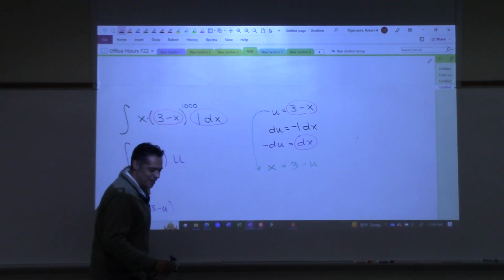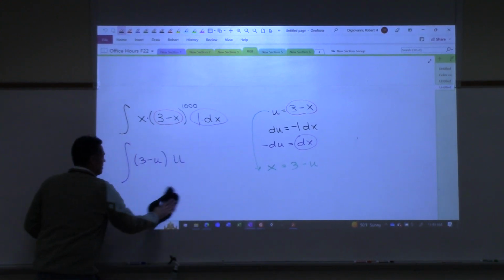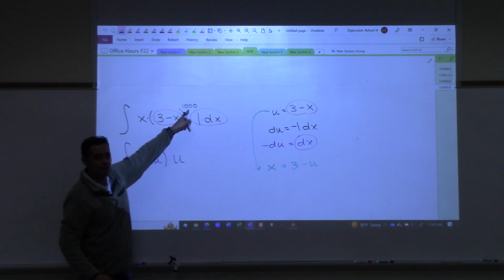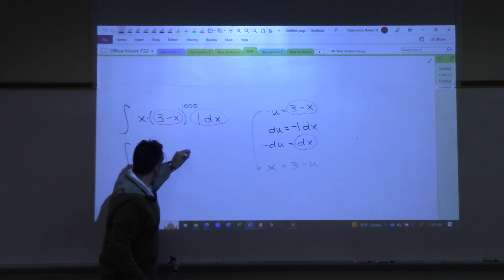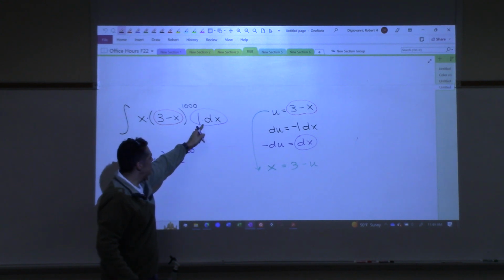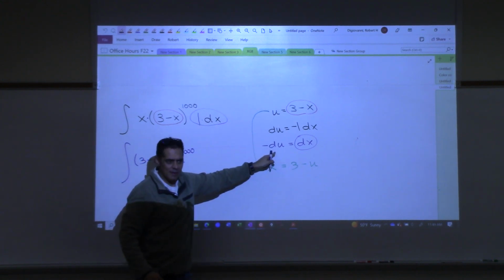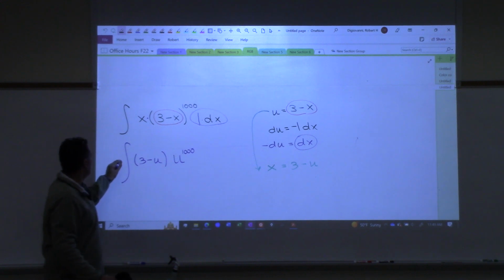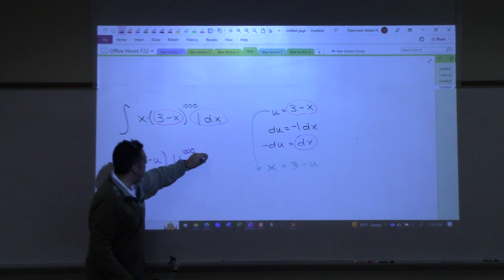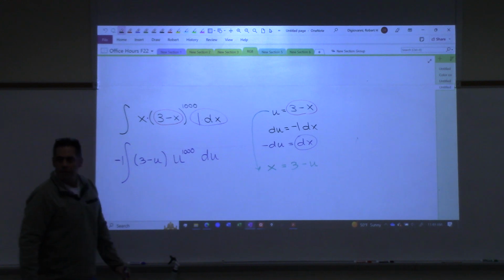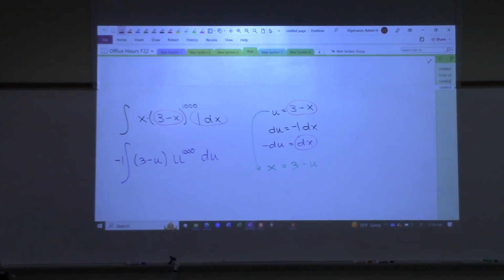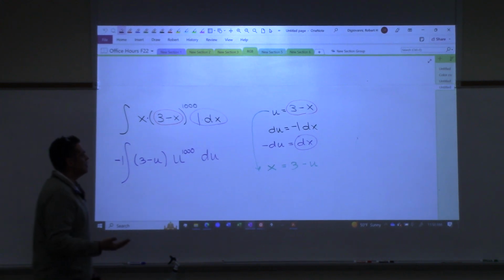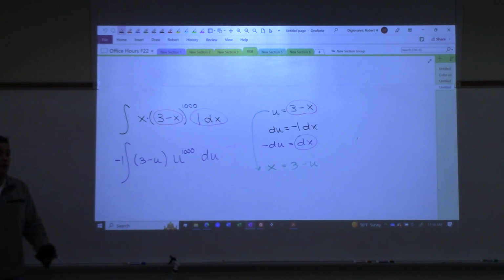It would be u to what power here? 1,000 power still. And then this became what? Negative du, right? Negative du. So let's pull the negative out front as a negative 1 and then du. Okay? I mean, that's what happens when we do the substitution, right? So did things get any better or not? Did we spare ourselves any trouble, or does this still suck?